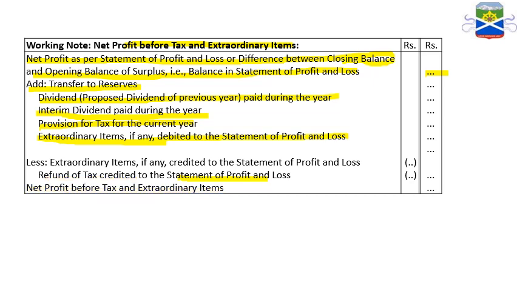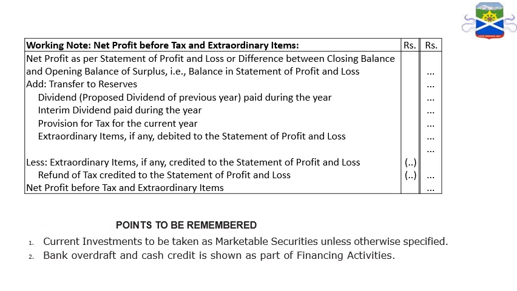I hope these workings you have to do first, or in the cash flow statement, if it is very short, we can do it quickly at the top of the cash flow statement. This figure is the net profit before extraordinary items. Now the important notes you have to know: the current investment is to be taken as marketable security unless otherwise specified. Bank overdraft and cash credit are shown under financing activities.